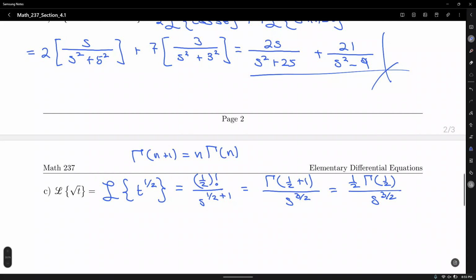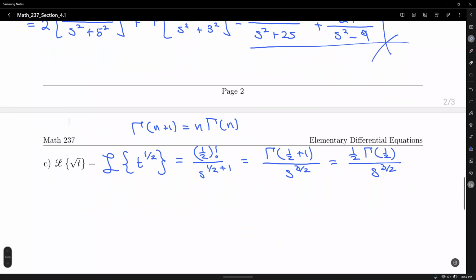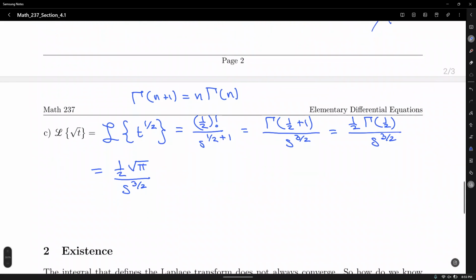Okay, but what's gamma of a half? Didn't we go through a big derivation of what gamma of a half is? Yes, we did. So gamma of a half is square root of pi. So that equals 1/2 square root of pi divided by s to the 3/2. Although this is the final answer, you may not like having this complex fraction, so let's work through this result and make it look a little nicer.